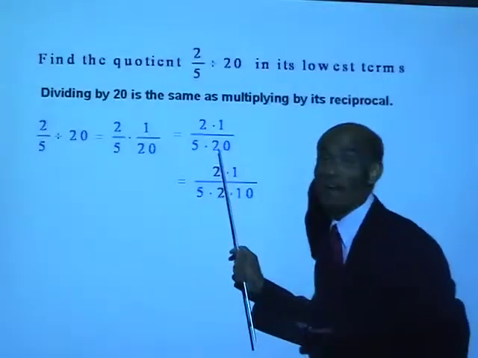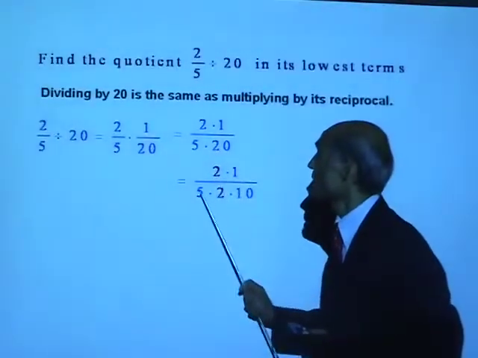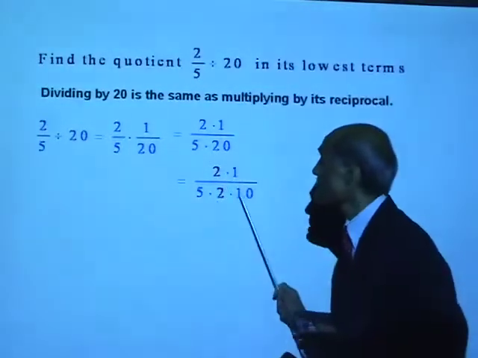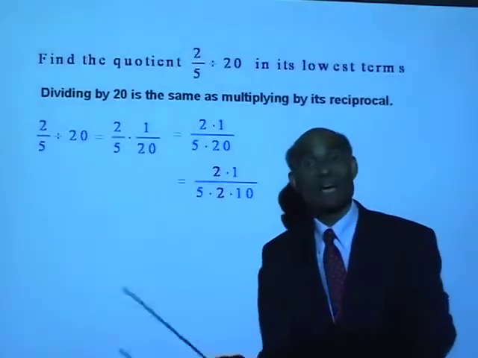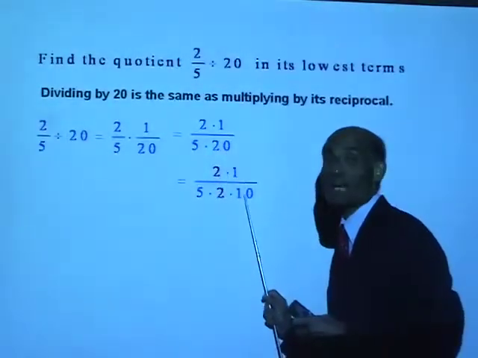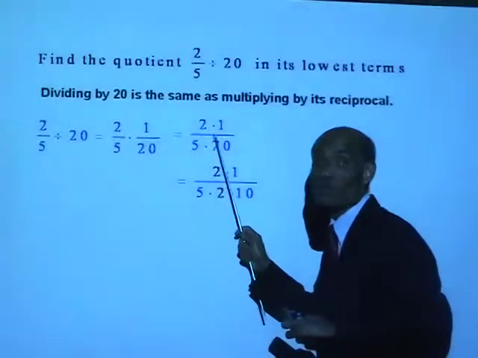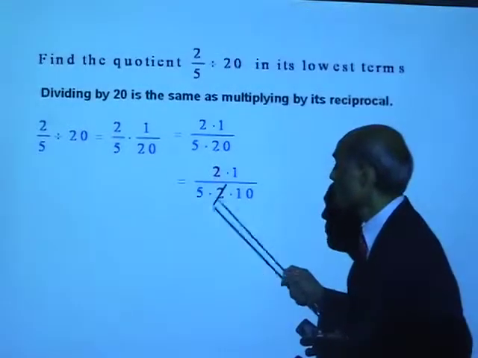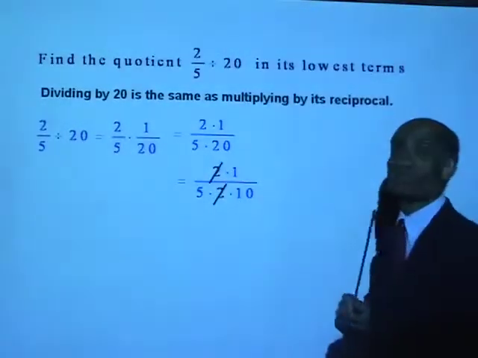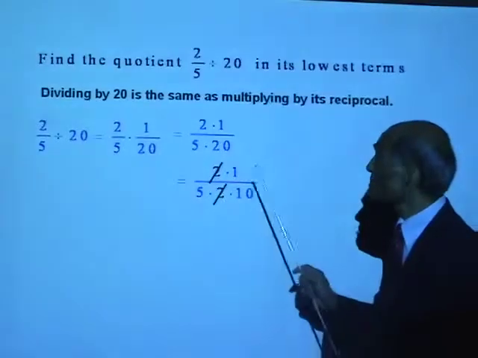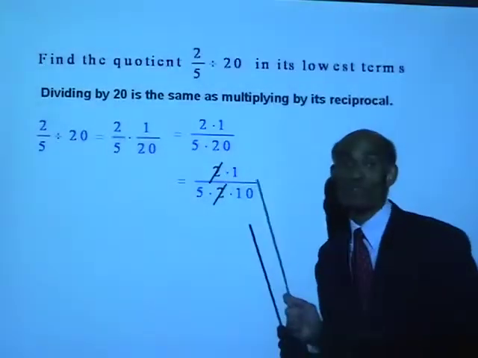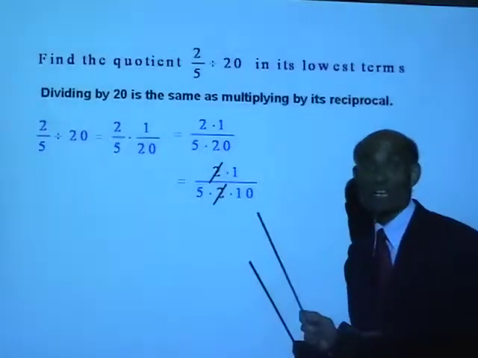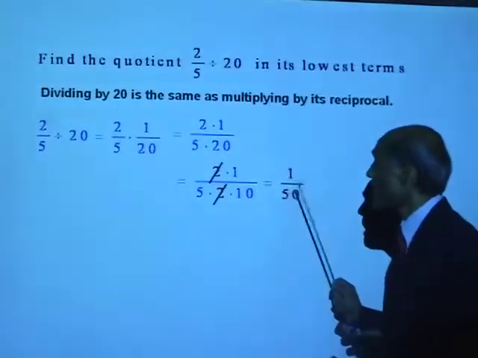Well, we factor that. 5 times 20 can be written as 5 times 2 times 10. Why did we choose to write 20 as 2 times 10? Because we have a 2 on the numerator so that we can cancel the common factors. Now 2 on the denominator goes with 2 on the numerator. What is my numerator now? My numerator now is 1. The denominator is 50. So the answer is 1 over 50.